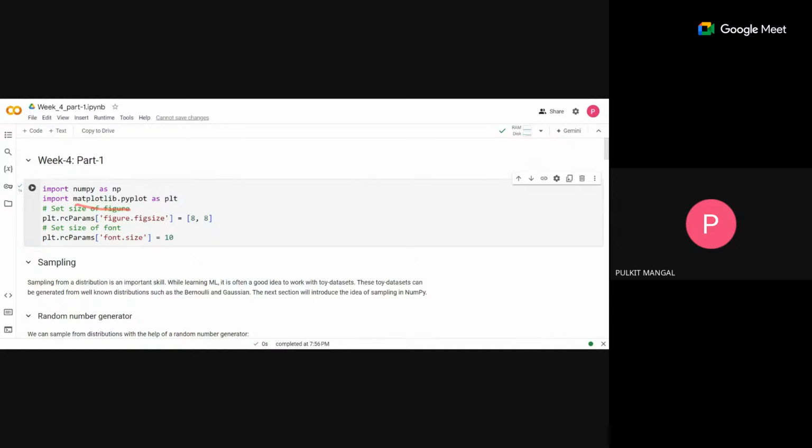Another package that we require for this assignment is matplotlib.pyplot. That is the library we will use for plotting our graph.